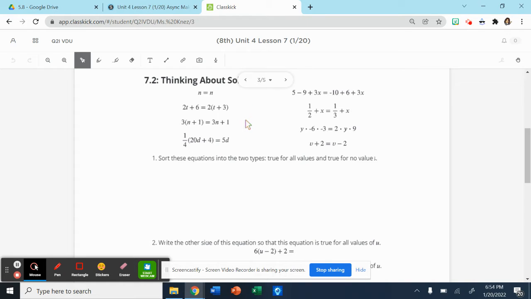We sorted this list of equations into two types: equations that are true for all variables and equations that are true for no values. I said variables. I meant true for all values and true for no values. For example, this first equation up at the top is true for all values.